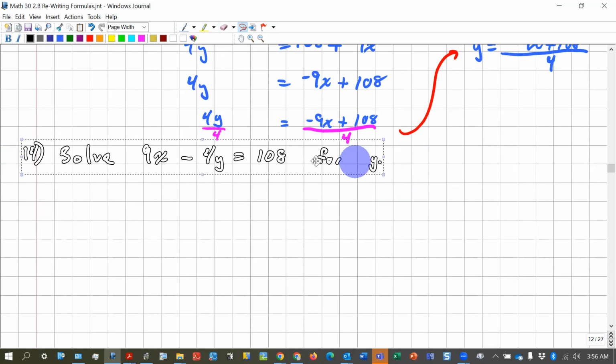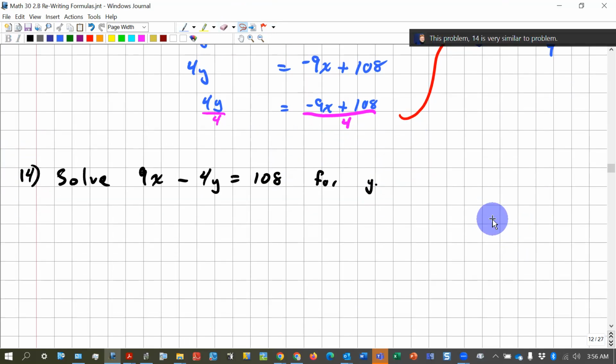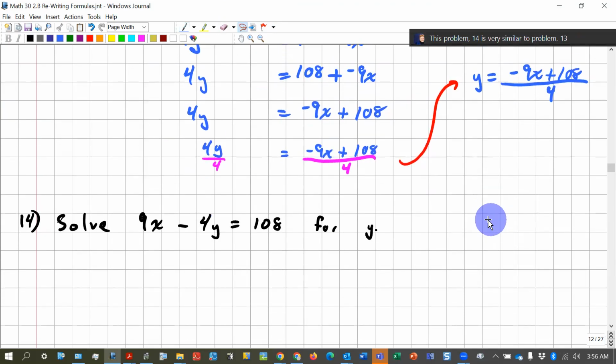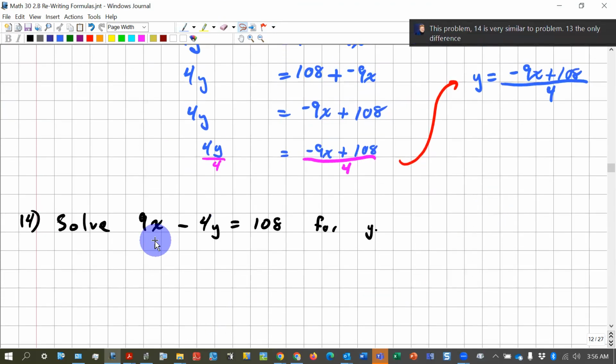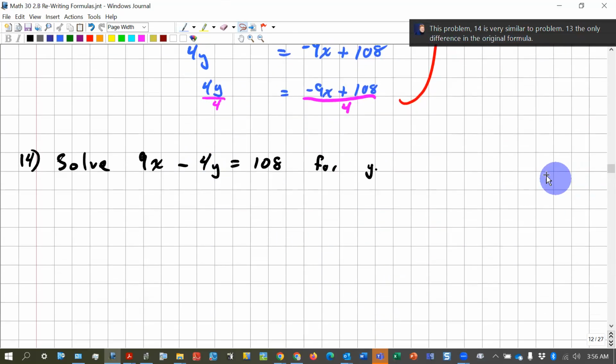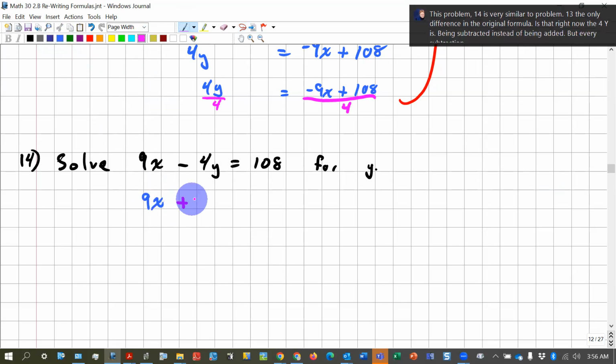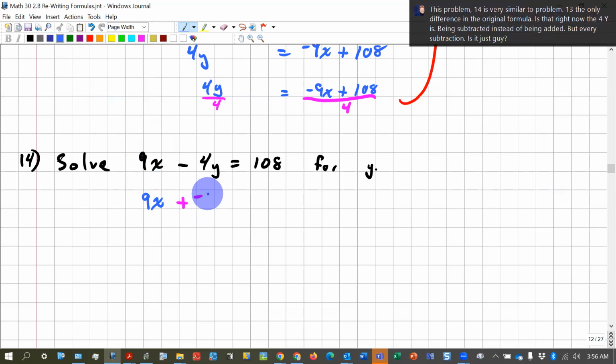This problem 14 is very similar to problem 13. The only difference in the original formula is that right now the 4y is being subtracted instead of being added. But every subtraction is a disguised addition.